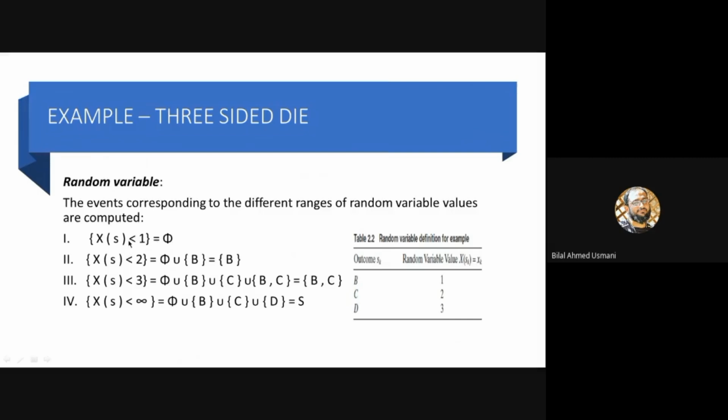We cannot get anything less than one, because if you roll a die, you will always get something out of it. So you can't have zero. And less than 2, so the second random variable. It has three random variables, 1, 2, and 3. Outcome B corresponds to 1, outcome C corresponds to 2, and outcome D corresponds to 3. Why did I assign these values 1, 2, and 3? Because if you remember, the sum is actually 6 over here.